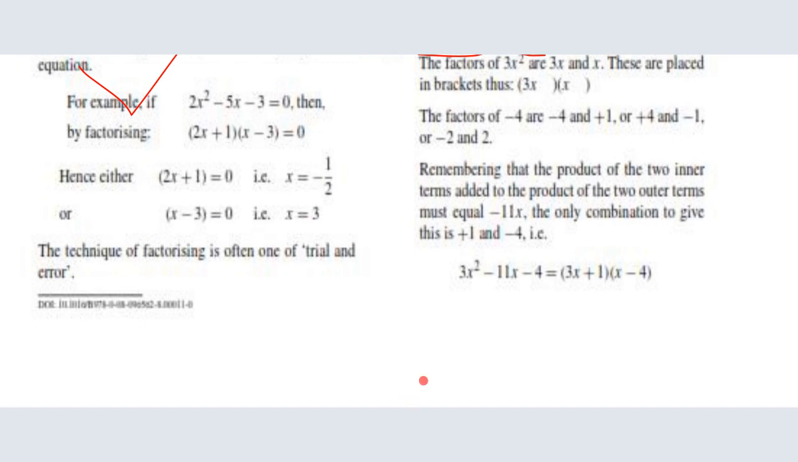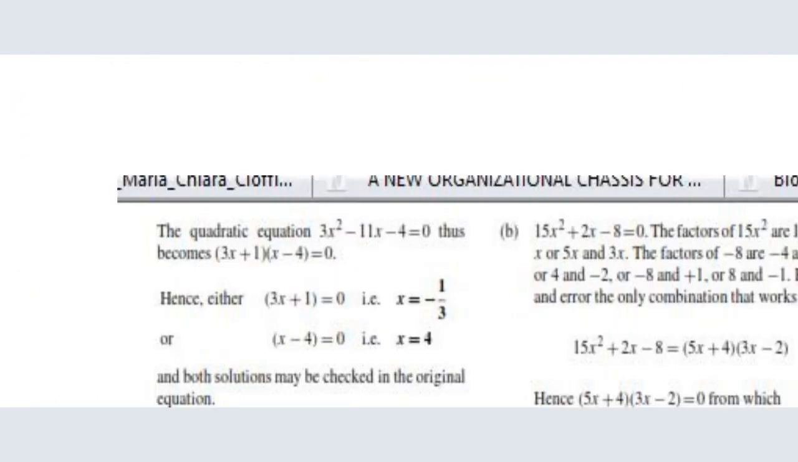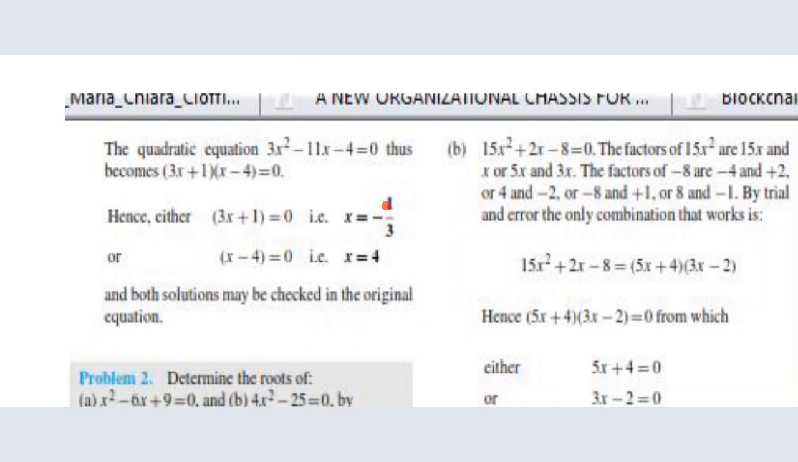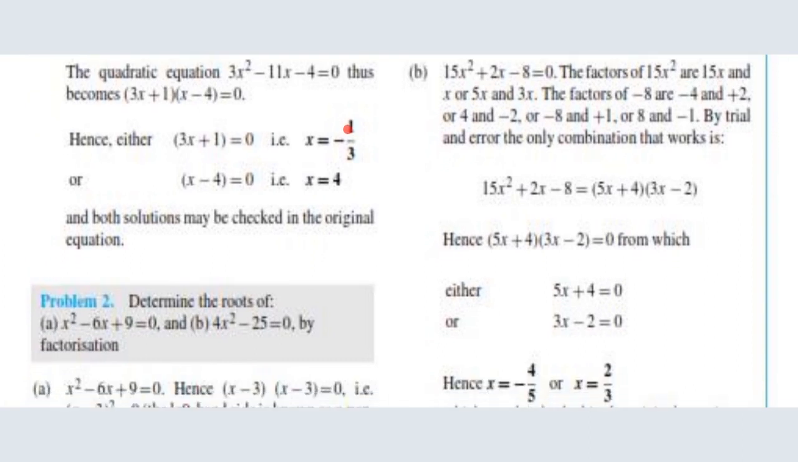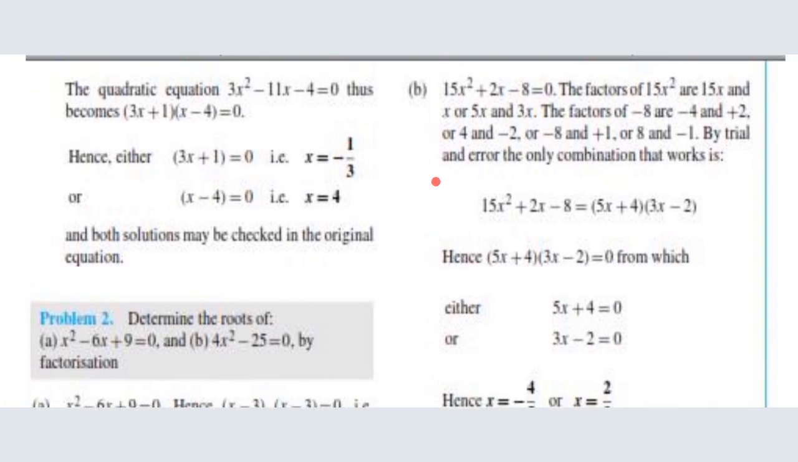We can move to the next item. So basically more examples of factorization. You can just have a look at them. This is a continuation from our previous slide.